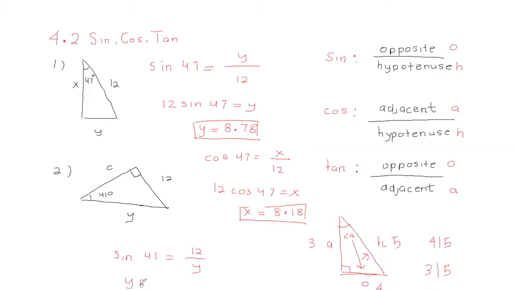In order to simplify this, first we're going to cross multiply and get y times sine 41 equals 12, and then divide both sides by sine 41. And plug the expression 12 over sine 41 into our calculator, and we get 18.3.